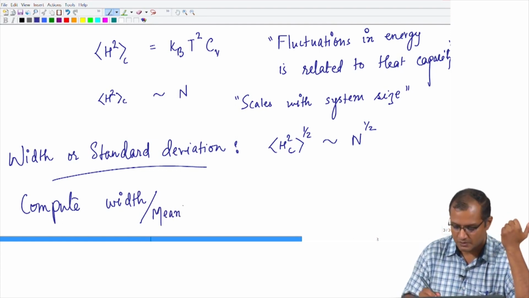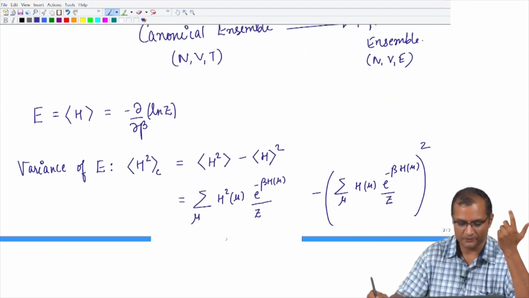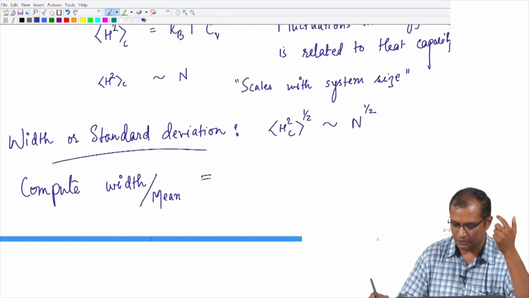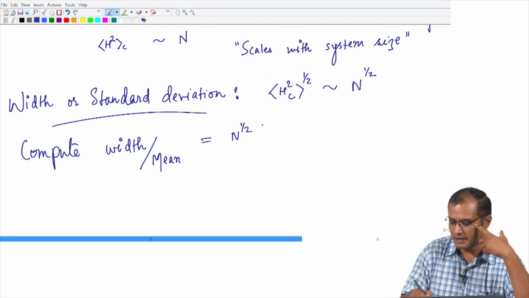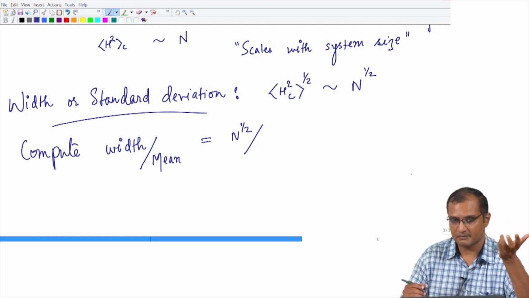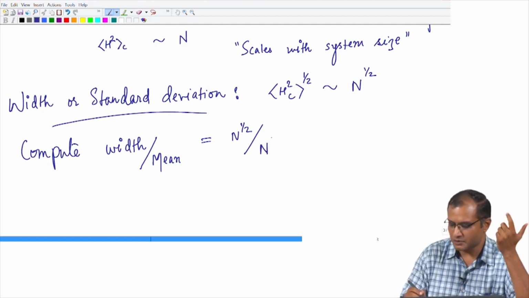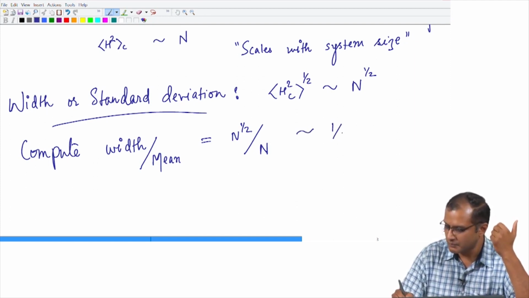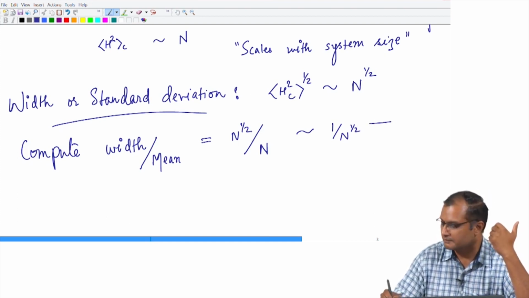of the energy distribution. So, width over mean: the width has already been computed here, which is square root of N, okay, and the mean is the energy itself, and I know energy scales as N because energy goes as 3 by 2 N kT. So, the width over mean will scale as 1 upon N to the power half, and as N goes to infinity in the thermodynamic limit, this will go to 0.